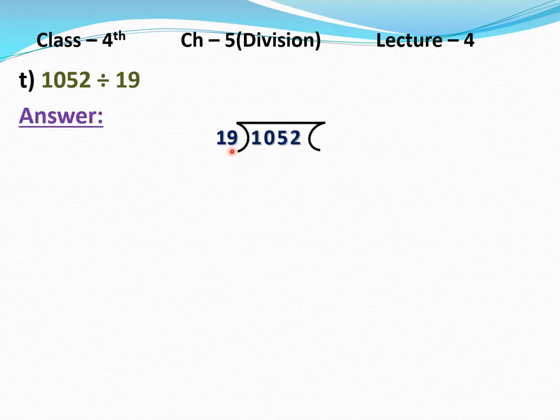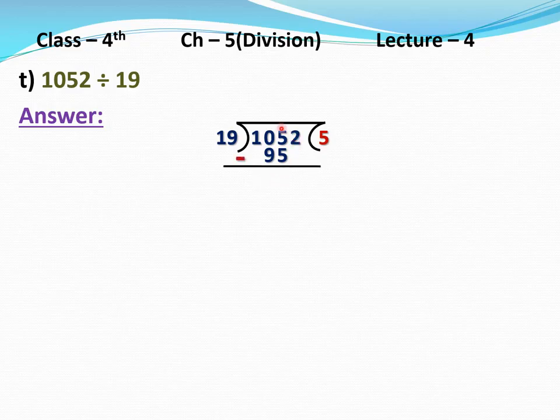Now see, 19 is a 2-digit divisor, so we will take only the first two numbers in the dividend, that is 10. But 10 is less than 19, so we will take one more number, that is 5. So now the number is 105. Now multiply 19 by a number so that it is equal to 105 or less than 105. It should not be greater than 105. See, 19 multiply 5 equal to 95. Write 5 here and write 95 here.